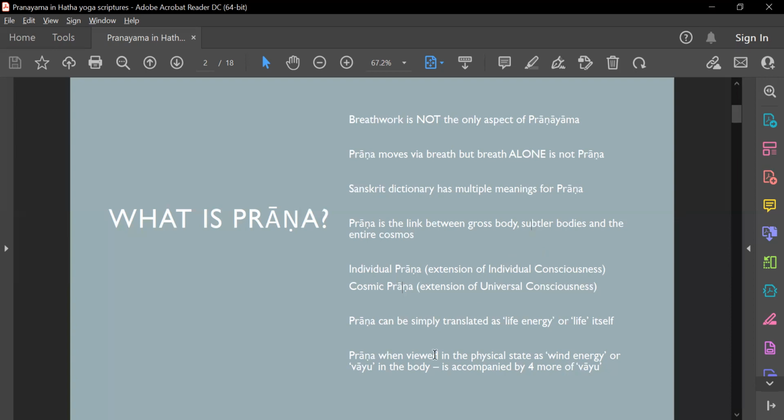So yes, when we view prana in the physical state as the wind energy, it exists in many states, like we saw here. In all the bodies, in all the koshas, it exists in a different state. But in the physical state, when we see it as wind energy or vayu, it is accompanied by 4 more vayus.